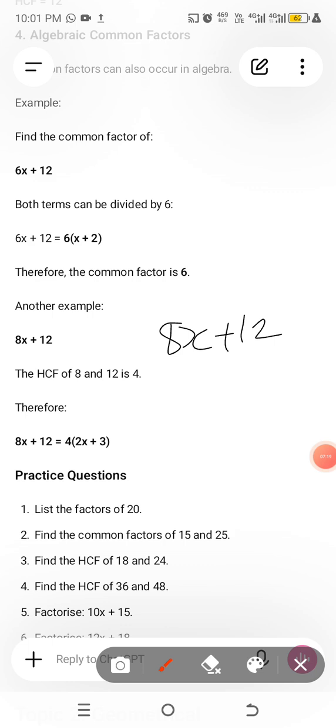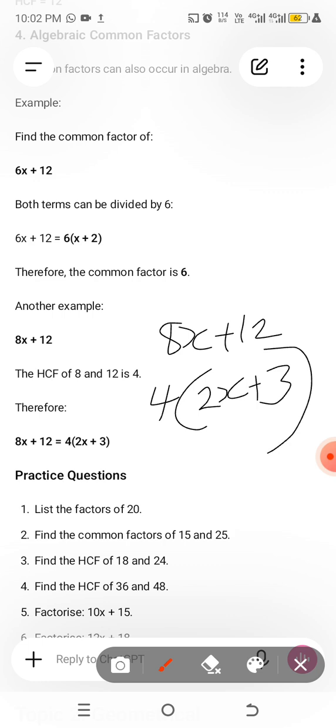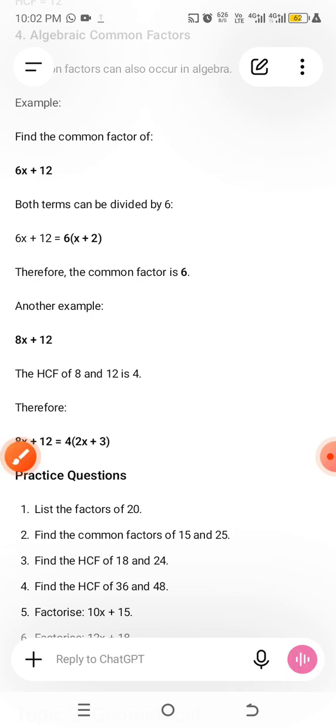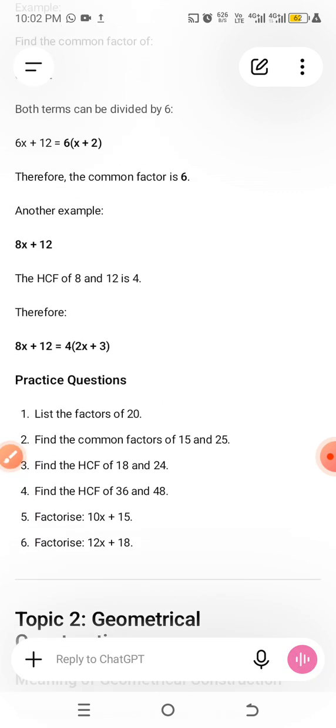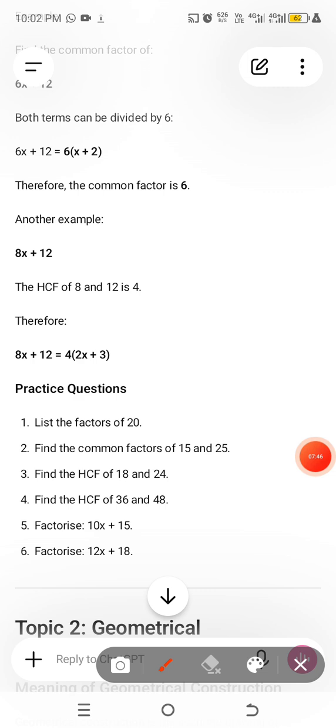Another example is 8x plus 12. Which number can we use to divide this one? Let's take 4. So here we say 8 over 4 is 2x, plus 12 over 4 is 3. So 2x plus 3. What is now the common factor, or the HCF, highest common factor? The 4, because it's the 4 that I can use to divide this one. Do you understand? That's good.